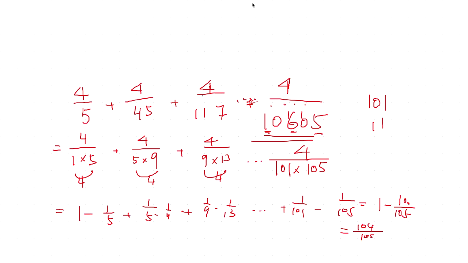Okay, so if I change this question into 1, 1, 1, 1, very easy, just 104 over 105, what? Divided by 4, correct? So the answer is 26 over 105. So that's the final answer.